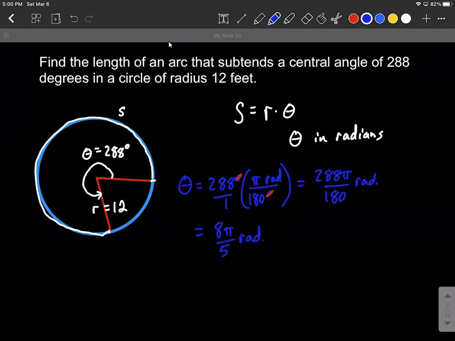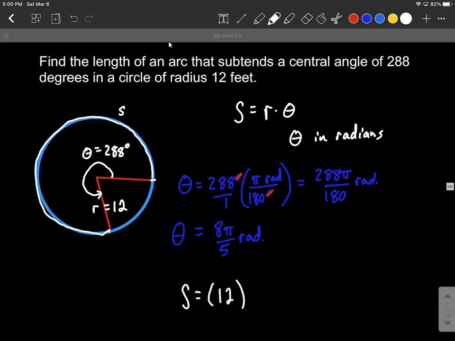All right, so we've rewritten our theta. It's in radians, and we have our radius given to us. So now let's plug into our formula. S, the distance around the outside, is going to be our radius, 12, multiplied by our radian measure theta, so 8 pi over 5. And now we'll treat the 12 as though it's in the numerator, and we'll multiply numerators together and denominators together. And we're going to get 96 pi over 5, and this is going to be in feet for our units.